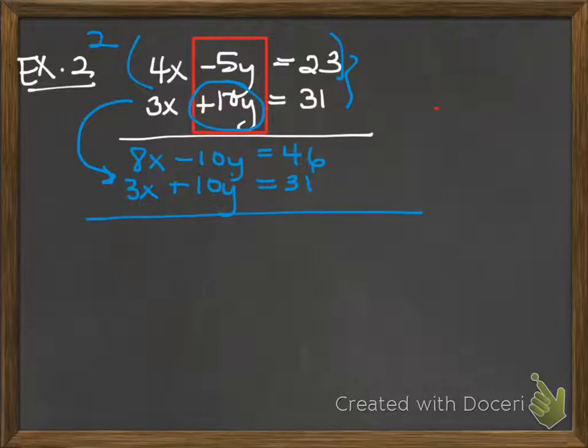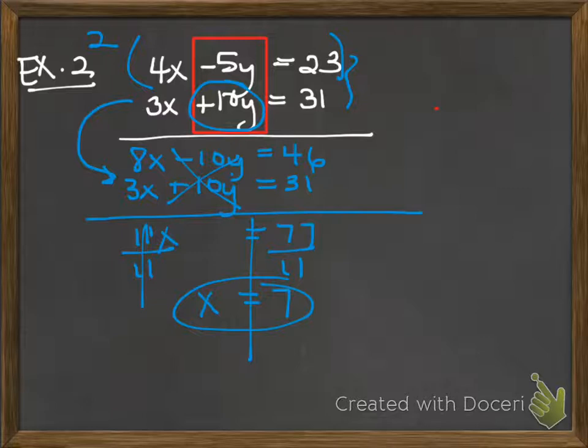Now I can solve this. Again, a big addition problem. 8 plus 3 is 11x. Then you have positive and negative 10y's cancel out. Bring down your equals. 46 and 31 is 77. Divide both sides by 11. That cancels. x is equal to 77 divided by 11, which is 7.